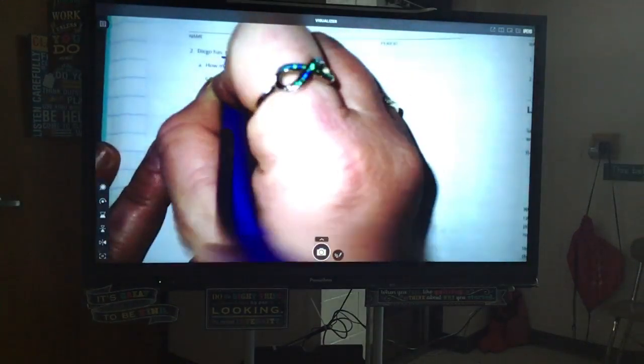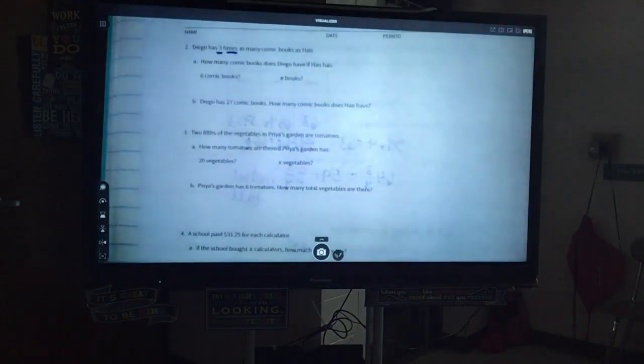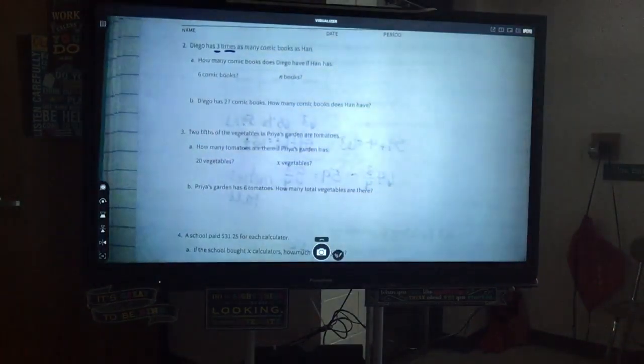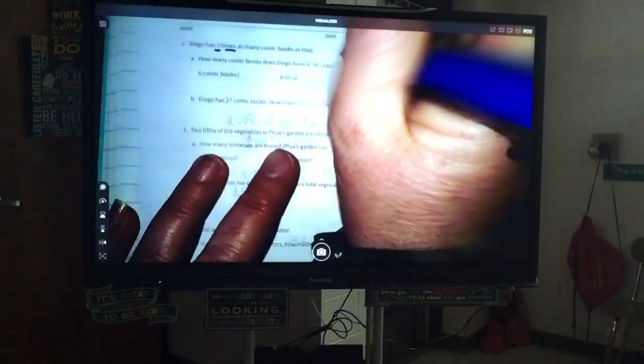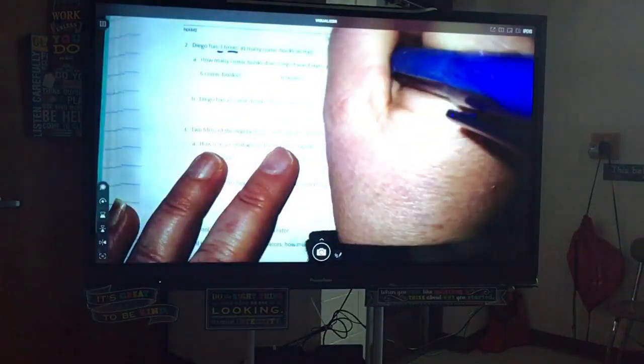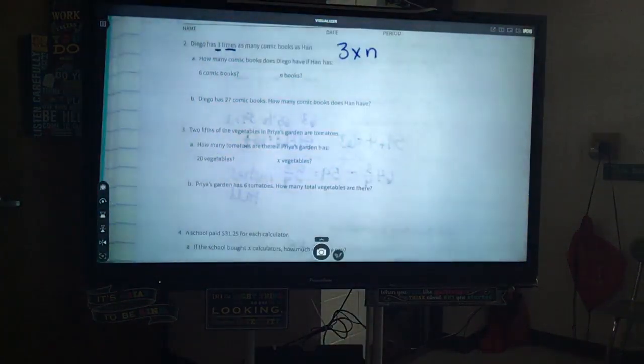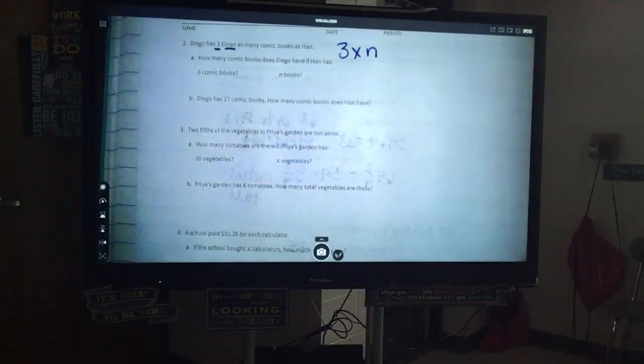Alright, what variable did your group pick? We picked N because... Okay, so they picked n. If you picked a different variable, that is fine. How many of you guys did 3 times the variable? Like it was 3 times whatever letter you picked.